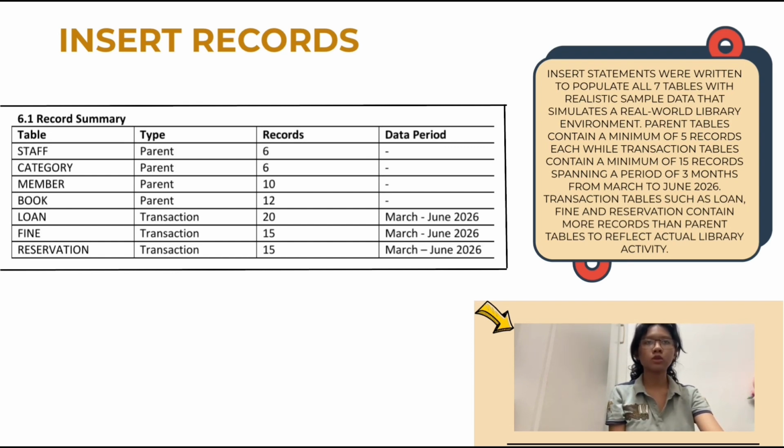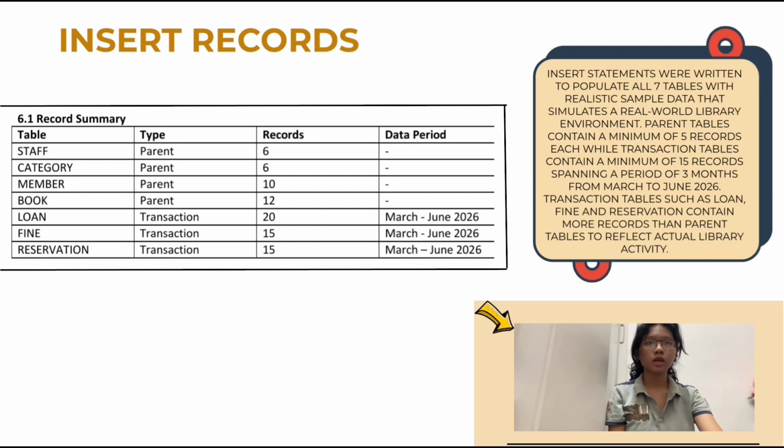After all 7 tables were created, the next step was to populate them with data. I wrote insert statements for all 7 tables, making sure the data was realistic and reflected how an actual library would operate day to day. As you can see in the record summary table on this slide, the tables are divided into 2 types: parent tables and transaction tables. The parent tables are staff, category, member, and book. These hold the core static information of the system.